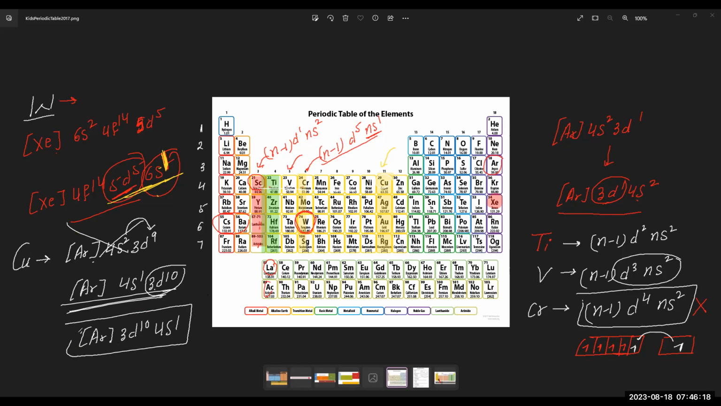So what is the valence shell here? Or not for argon, for copper. Valence shell for copper. And how many valence electrons are there? Only one. Yes.